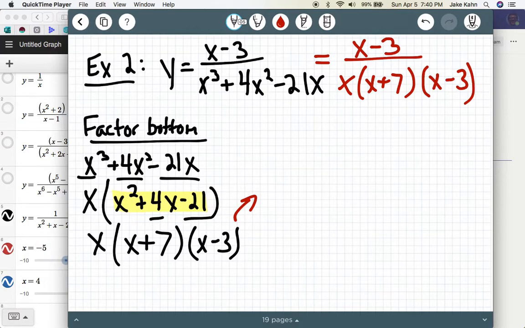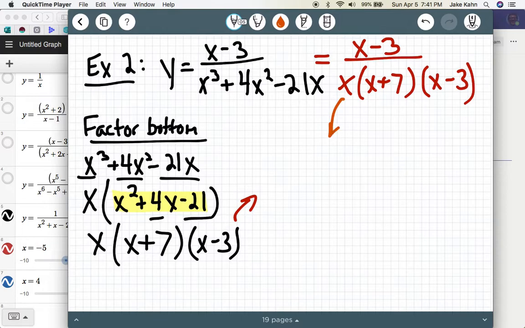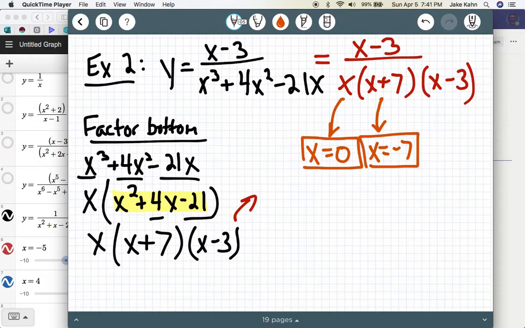Great. Now, I set each factor in step 2 equal to 0 on the bottom. So I'm going to set x equal to 0. That's one of my points of discontinuity, x equals 0. x plus 7 equals 0 gives me x equals -7. And then finally, x minus 3 gives me x equals 3 when I set that equal to 0 and solve for x.